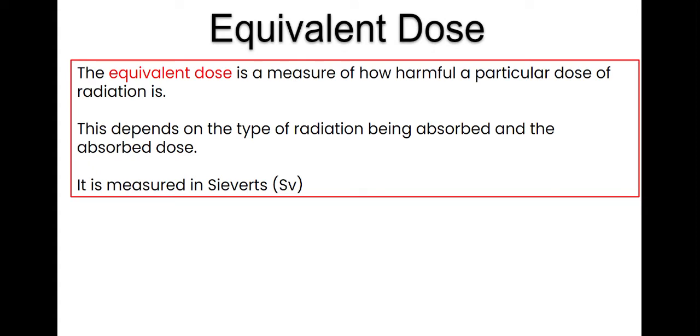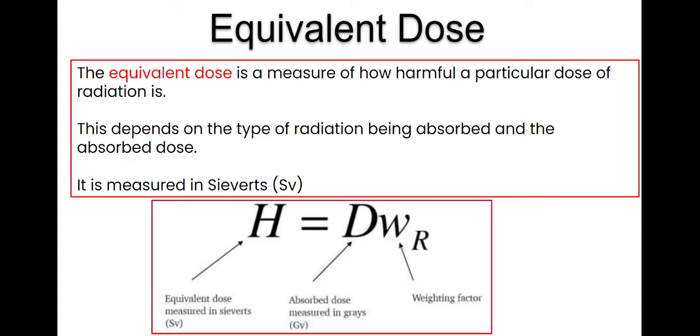Now, absorbed dose doesn't tell us much about how dangerous the radiation is. It tells us how much energy we're absorbing, but different types of radiation have different ionizing densities, as we know, and therefore can have different effects on our living cells. Now, the equivalent dose takes these differences into account. The equivalent dose is a measure of how harmful a particular dose of radiation could be. And it depends on the type of radiation being absorbed and on the absorbed dose. So how much you're absorbing, but also what type of radiation you're absorbing. It's measured in sieverts, or Sv for short.